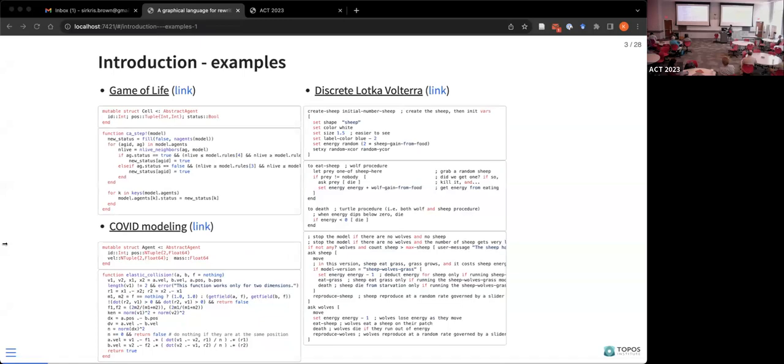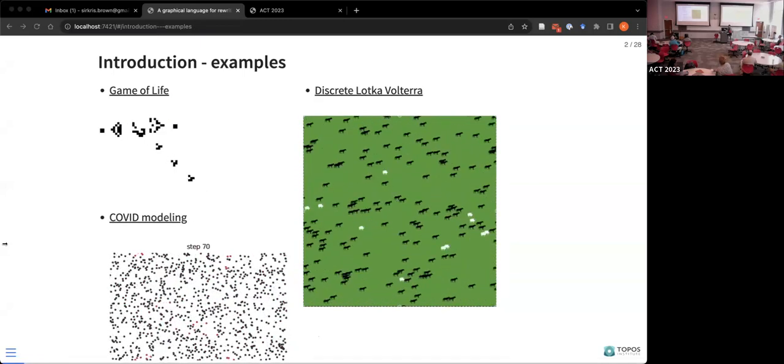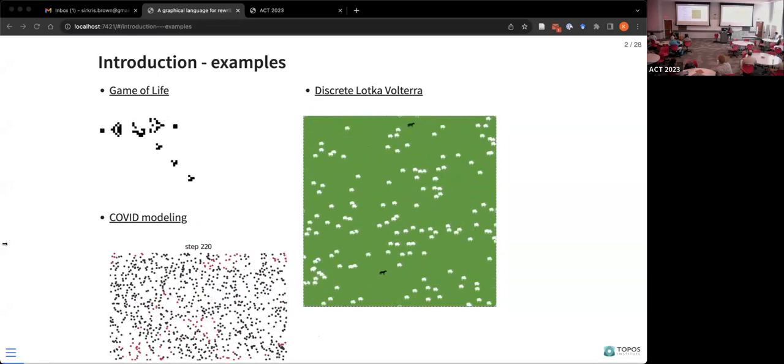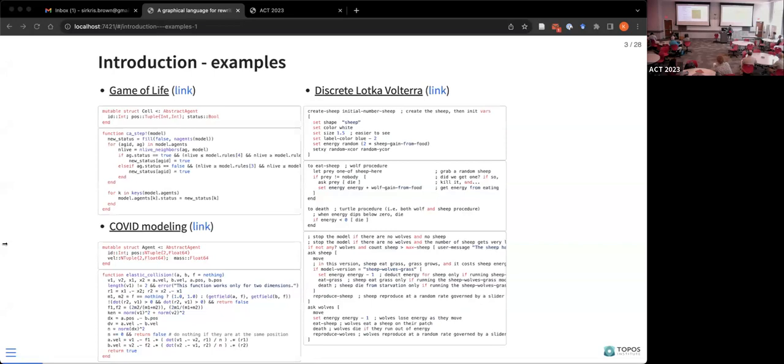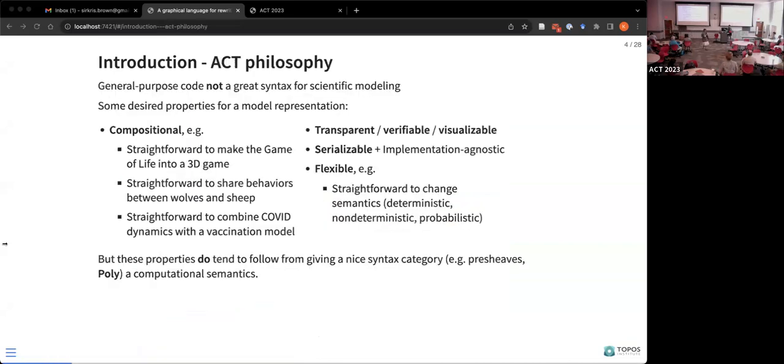And so this would be the state of the art where corresponding to these three examples of agent-based models where you have a game of life and sheeps and wolves eating each other and COVID modeling, the state of the art is that the way that we represent these models is just pieces of code. And I think part of our philosophy of applied category theory is that general purpose code is not a great syntax for scientific modeling. There's a lot of virtues that we get when we work with our model being in a nice syntax category, such as presheaves or poly, that we can then give a computational semantics to. And then we can do things like limits and colimits and substitution in our nice syntax category.